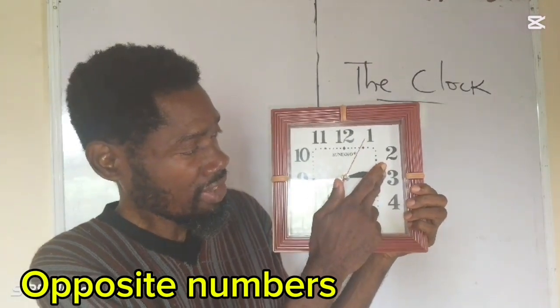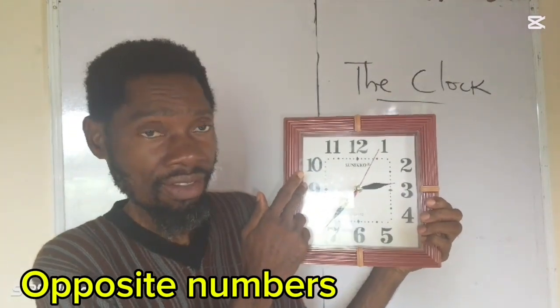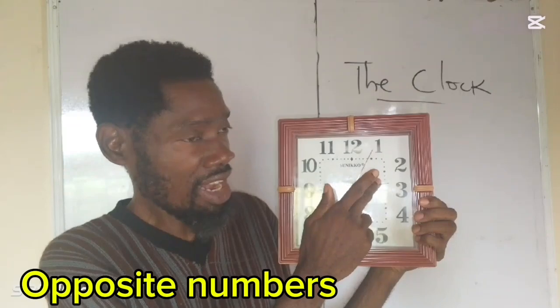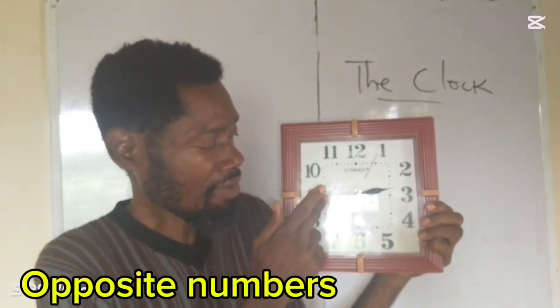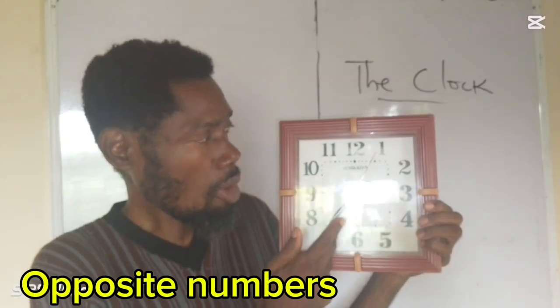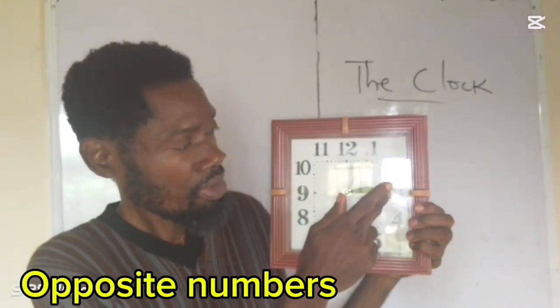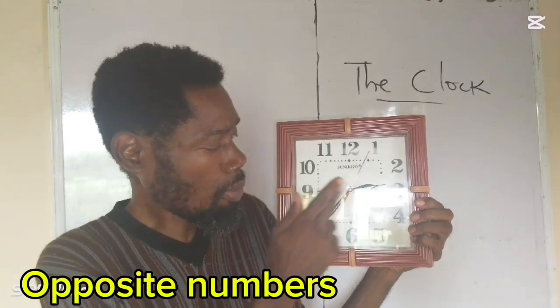3 is directly opposite to 9. So on the clock, we have 6 directly opposite to 12, and 3 directly opposite to 9.